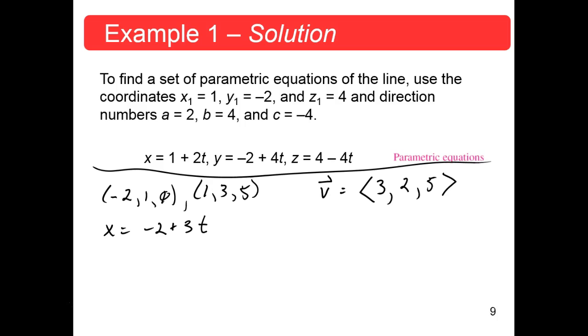Yeah, exactly. So the next would be y is equal to 1 plus 2t. And z is equal to 0 plus 5t. Okay. Now I said you could go either one.